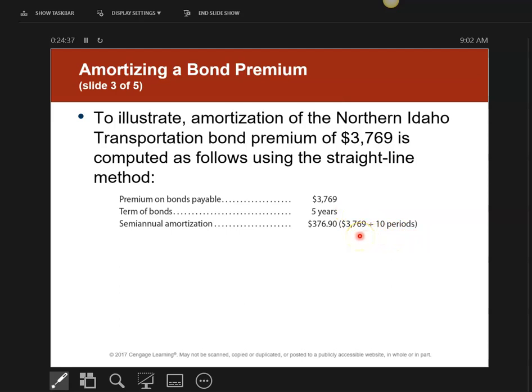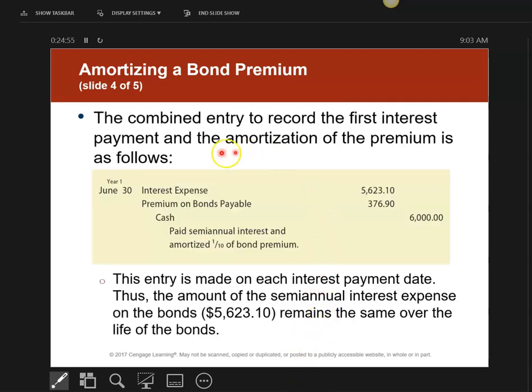So I'm going to take $3,769. I'm going to divide it by 10. And every time I make an interest payment to you, I'm going to debit the premium on bonds payable for $376.90. So here's my journal entry for the very first interest payment. Again, you're only going to get a $6,000 check no matter what. But notice my interest expense is $6,000 minus whatever I'm doing on the premium.